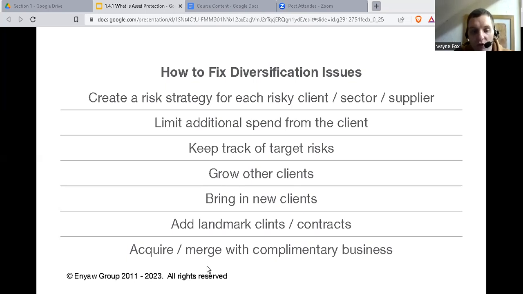And the final strategy you might use is to look at existing businesses around the same size as yours and to look to buy them or merge with them. That way, by adding their client list to yours, it should also reduce each client's value in your current business.